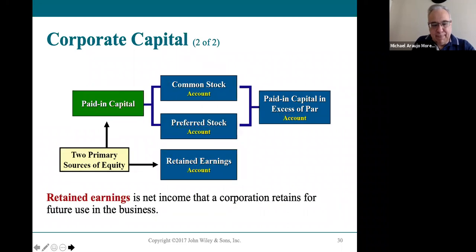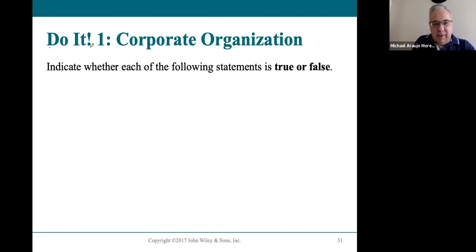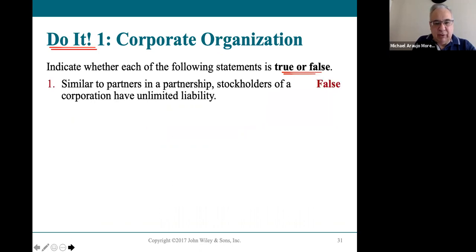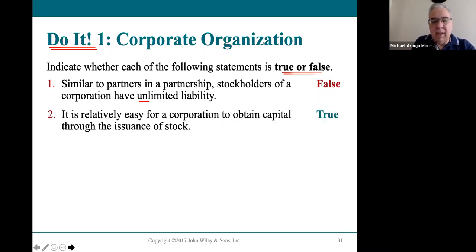Okay. So there we have it. Our first learning objective was long. Not a lot of accounting, as you see, but a lot to understand. And so this particular chapter ends with some statements that are either true or false. Similar to partnerships, stockholders have unlimited liability. No, they have limited liability. They're limited to the amount of money they've invested. That's the most they can lose. Their personal stuff is not at risk.